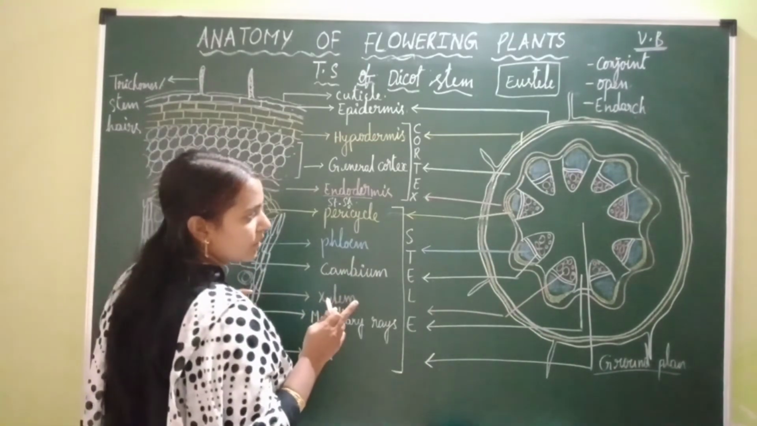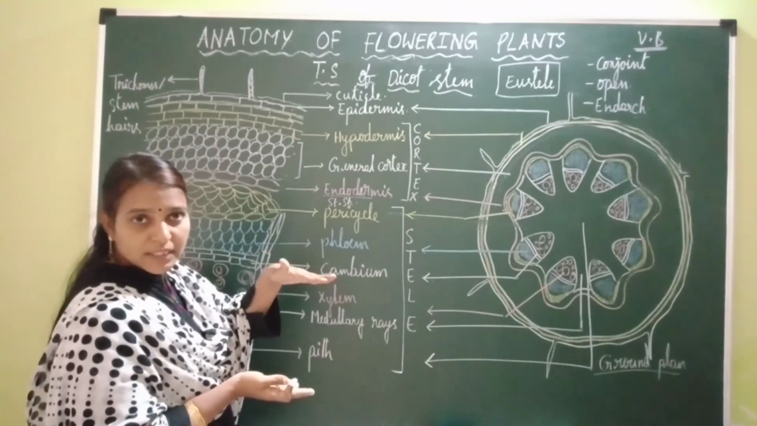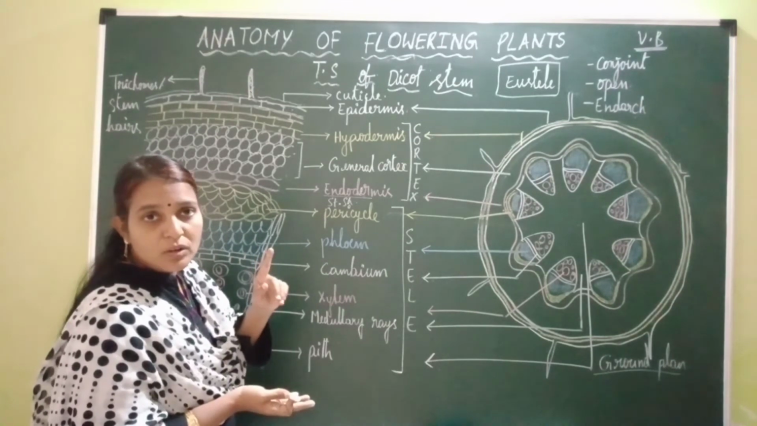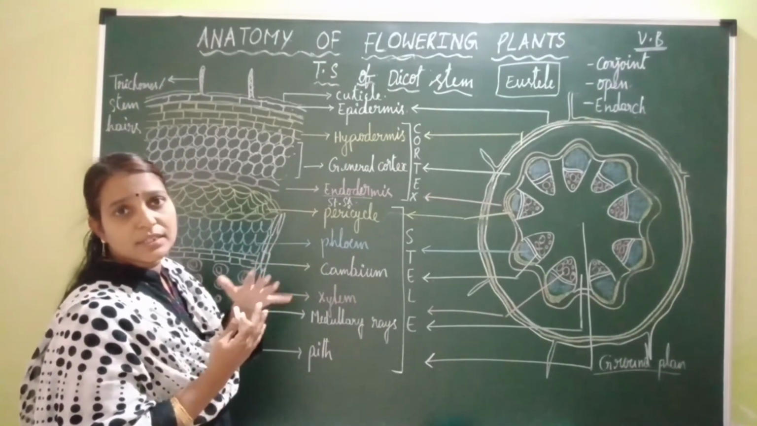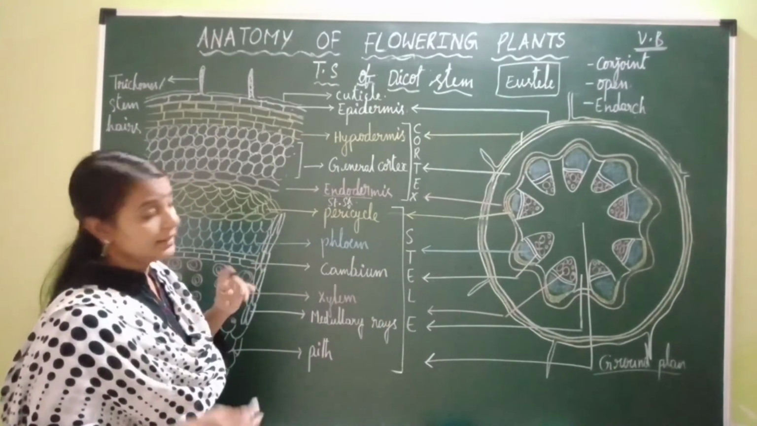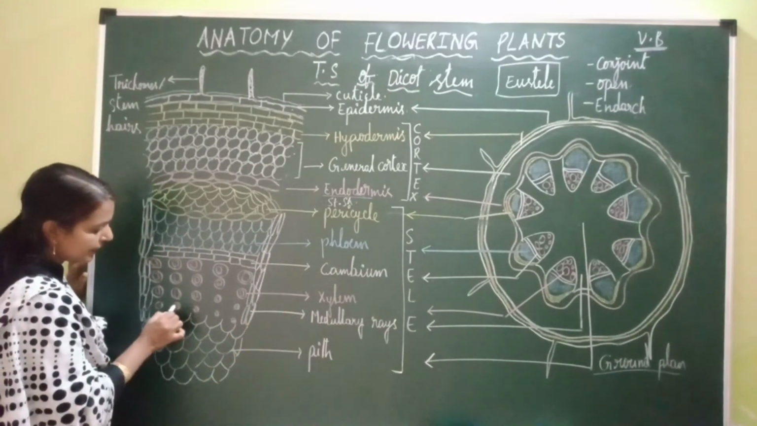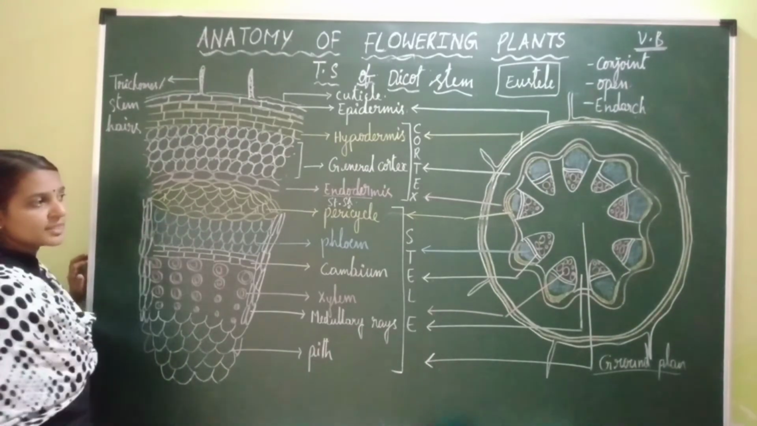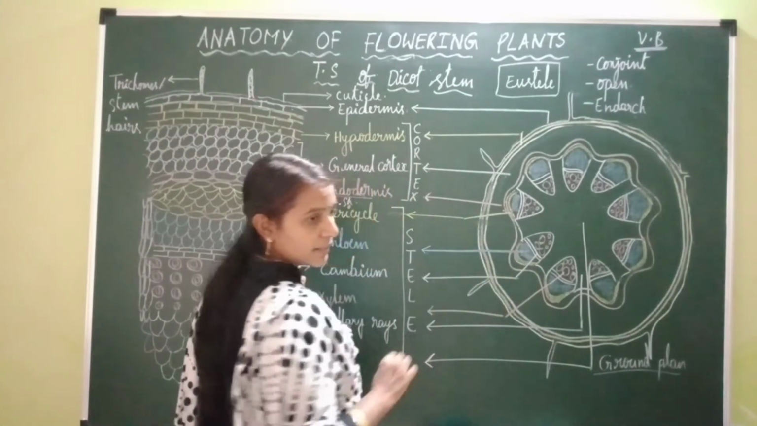So conjoint because both the phloem and xylem are joined. The name itself suggests they are joined to form the same vascular bundle. Open because between phloem and xylem cambium is present, which results in secondary growth. And endarch because the type of xylem is endarch, where protoxylem is towards the center and metaxylem is towards the periphery.